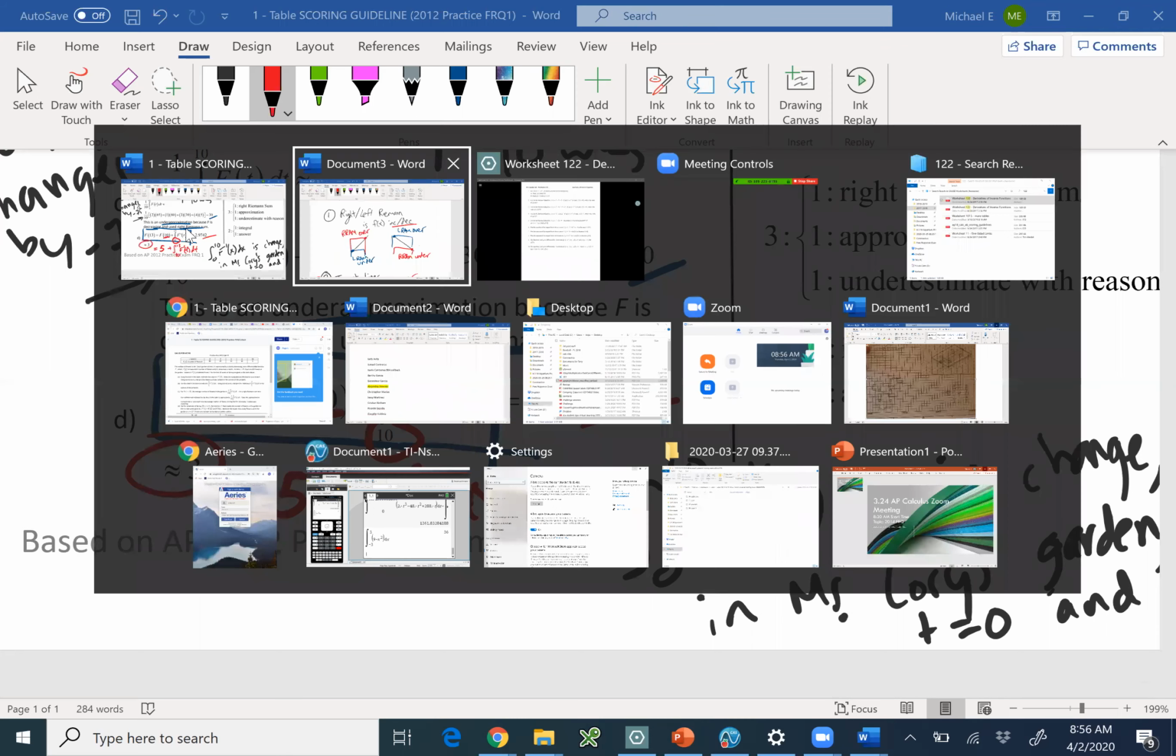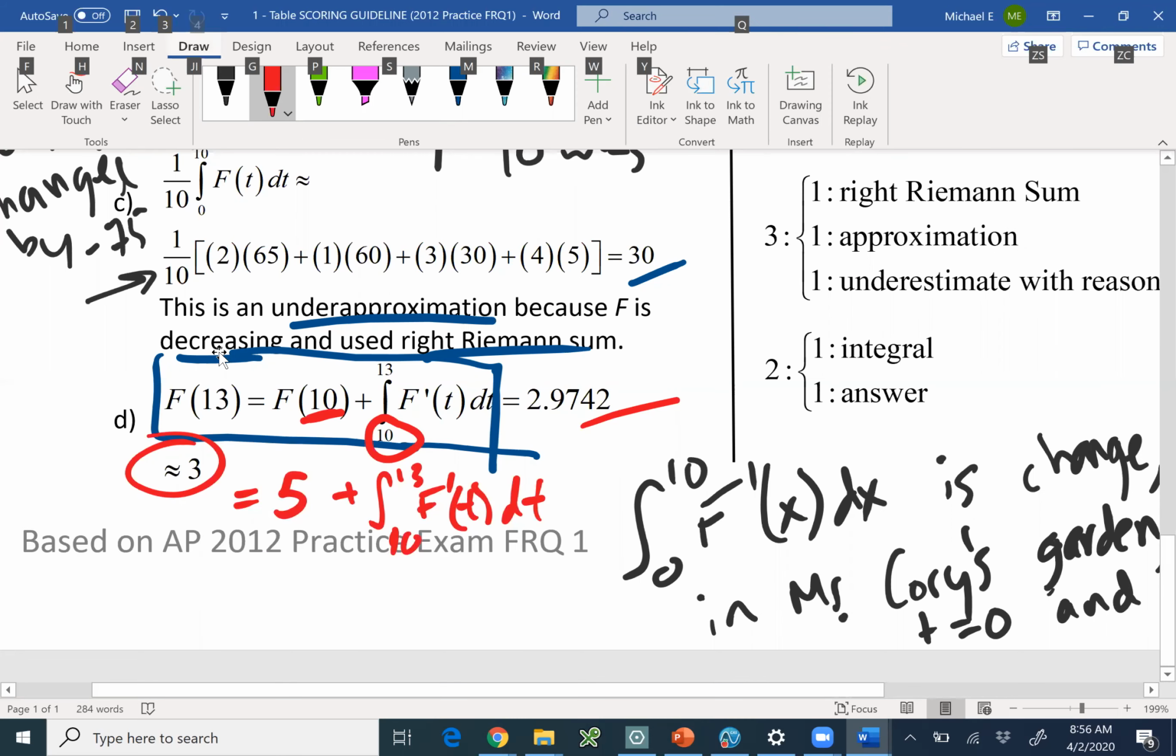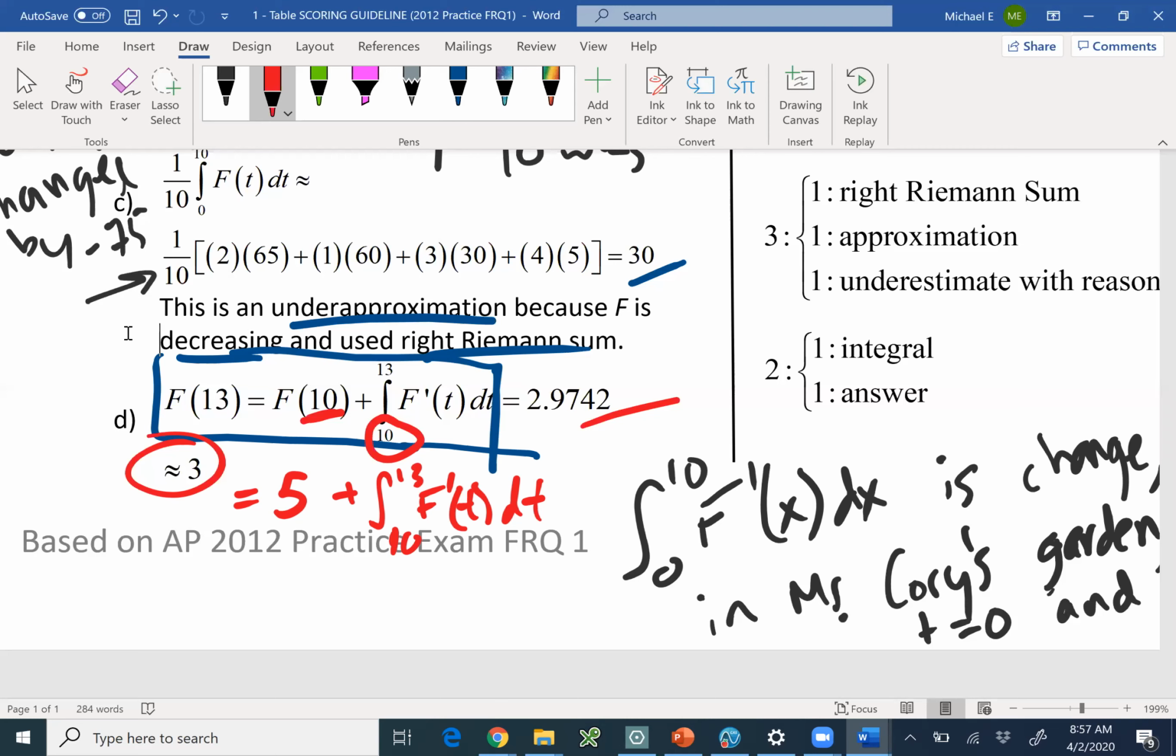Oh, I have a question real quick. So I did it kind of wrong, but I still got the same answer. My integral, I did it from 0 to 13 instead, which I know I kind of messed up. But since I did rounding, I still ended up getting the approximate of 3. Okay, so you did the integral from 0 to 13.